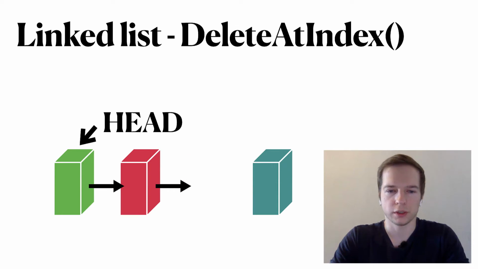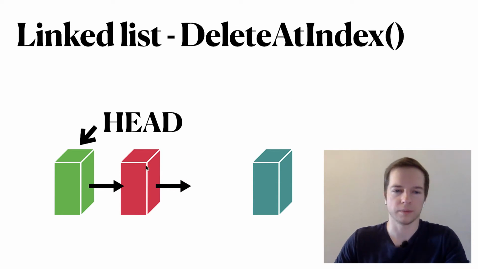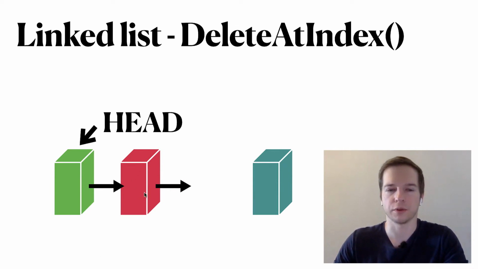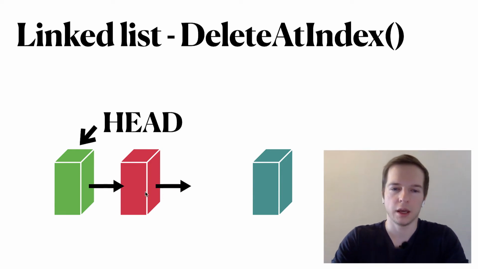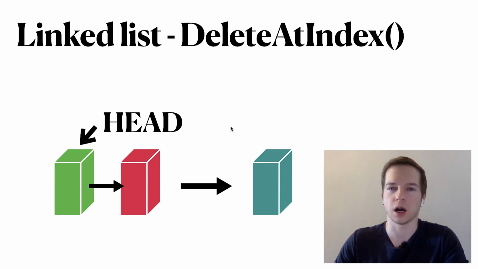So we'll first find the previous element, the red one, and we'll make it point to the successor of our element that we wanted to remove. So basically now it points not to our element but to the next one. And yeah, that basically removes the element.